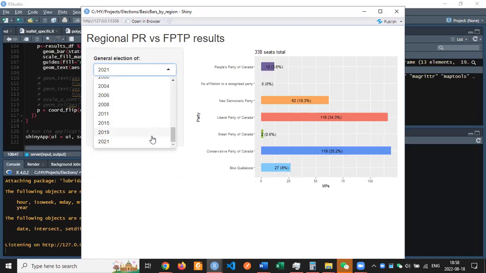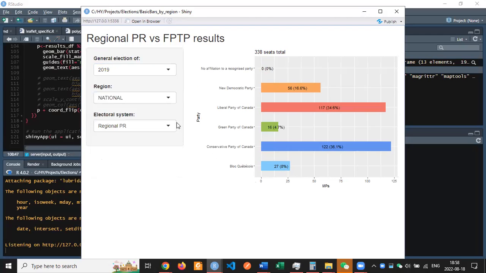the PPC actually ran for the first time in a general election in the penultimate one, which was 2019, and as they didn't reach the 5% threshold in any of the regions that we defined, they would not have gotten seats under this more generous regional PR system.